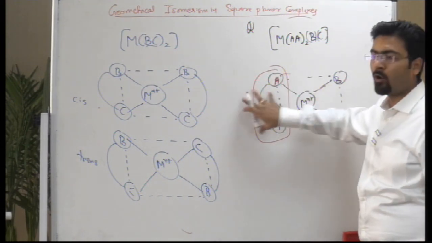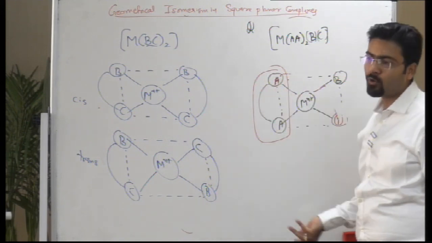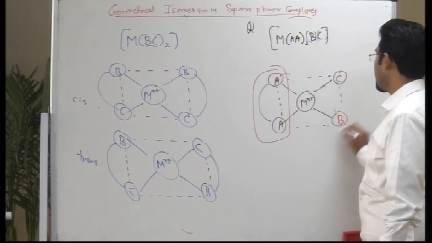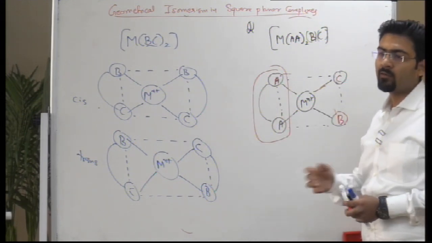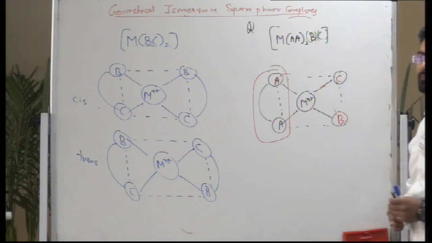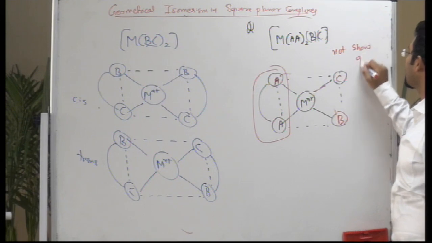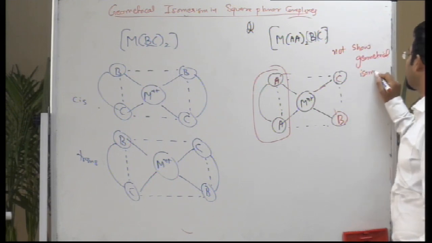Which means this is locked. And because it is symmetrical, even if you change it, it would not really matter. The only thing which you can change is this. Now this is a case where you're just flipping the same molecule. So this will not show geometrical isomerism.